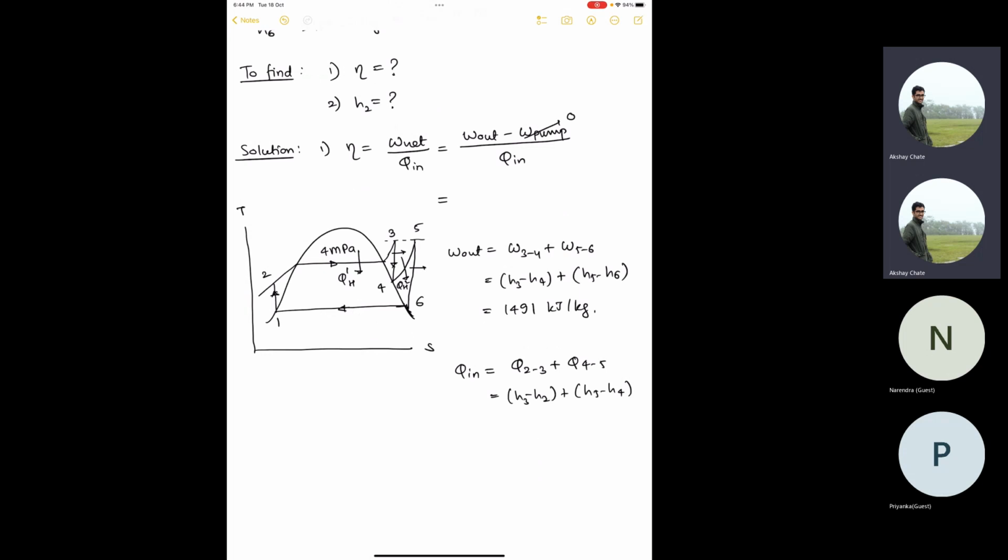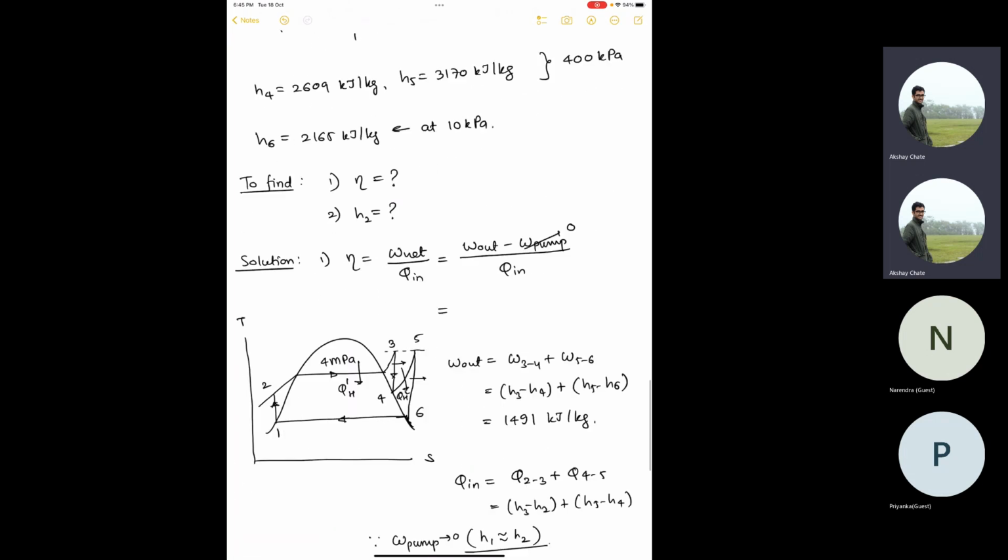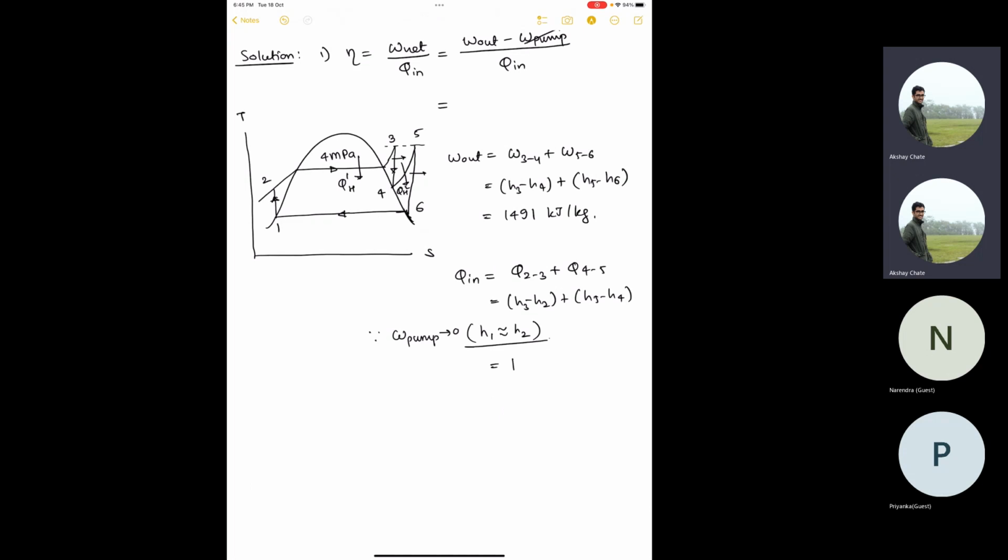But now the question is, what is H2? All things are given. H3, H4, H5 are known. What is H2? That is again not given. But if you have solved enough problems from this topic, by this time you should know pump work is very low and we are neglecting it. So a reasonable assumption will be H1 is nearly equal to H2. Since pump work is 0, you can assume this. So if you do that, now it becomes H3 minus H1 plus H5 minus H4, right?